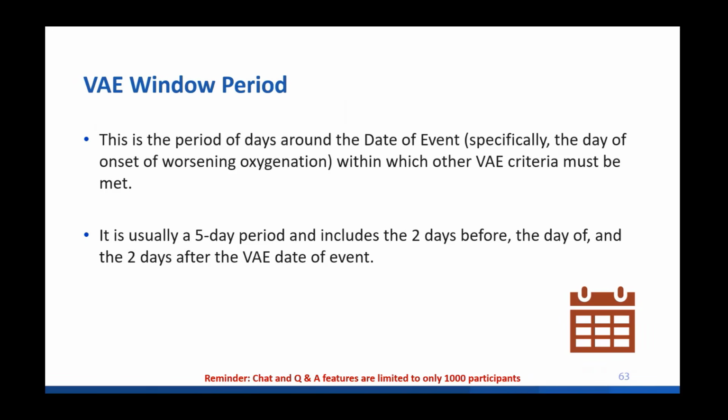The VAE window period is the period of days around the date of event within which other VAE criteria must be met. It is usually a 5-day period and includes the 2 days before, the day of, and the 2 days after the VAE date of event.